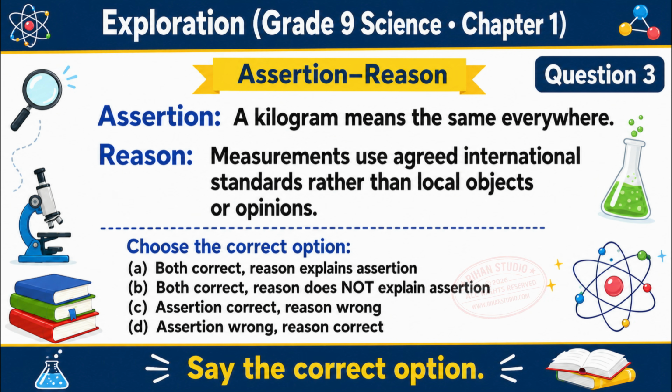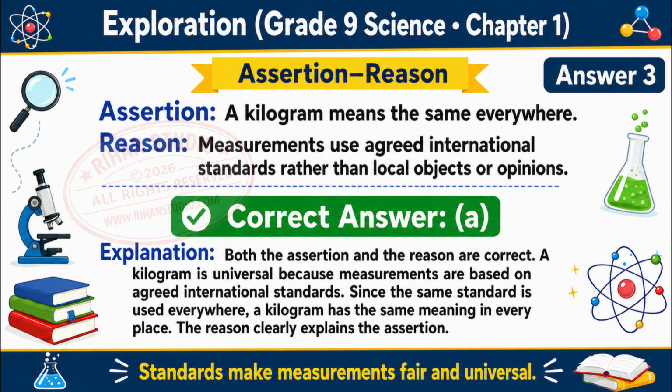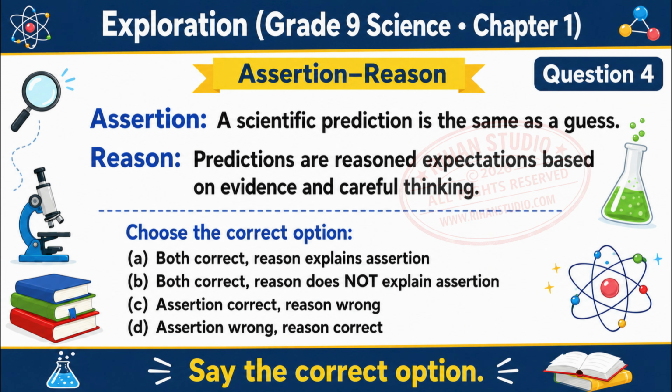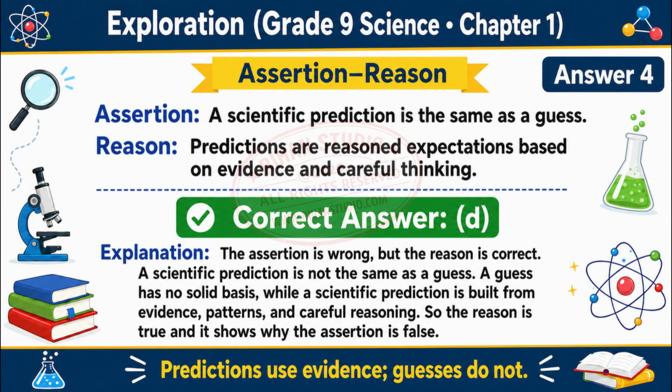3. Assertion. A kilogram means the same everywhere. Reason. Measurements use agreed international standards rather than local objects or opinions. Answer. A. Both correct, reason explains assertion. 4. Assertion. A scientific prediction is the same as a guess. Reason. Predictions are reasoned expectations based on evidence and careful thinking. Answer. D. Assertion wrong, reason correct.